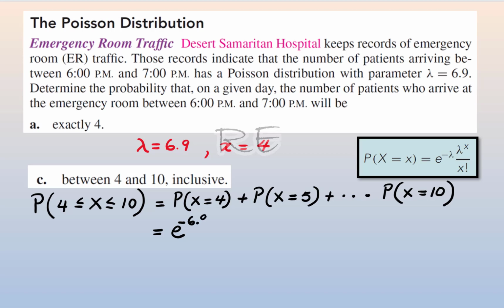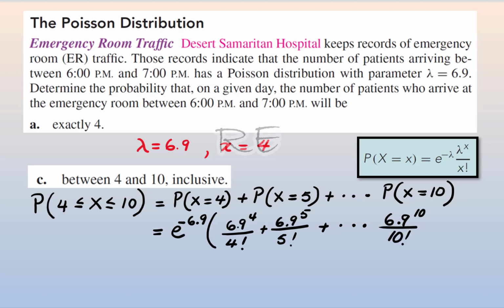Once again, we'll factor out e to the negative 6.9, and we're going to be left with 6.9 to the 4th over 4 factorial plus 6.9 to the 5th over 5 factorial plus and so on, plus 6.9 to the 10th divided by 10 factorial. According to our calculator, the answer will be 0.821.